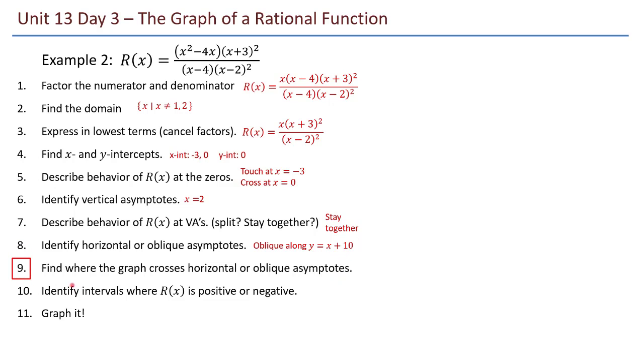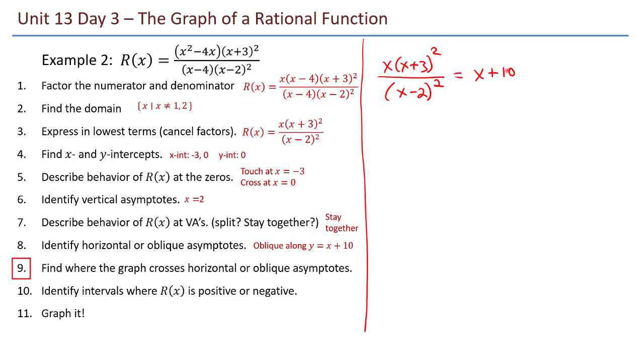Number 9, now let's find where the graph crosses the horizontal or oblique asymptotes. So what I'll do is, I'm going to set my function equal to the asymptote, and now I just need to solve this equation. That's all I need to do. So this is a little bit more involved than any of the homework problems, I promise.